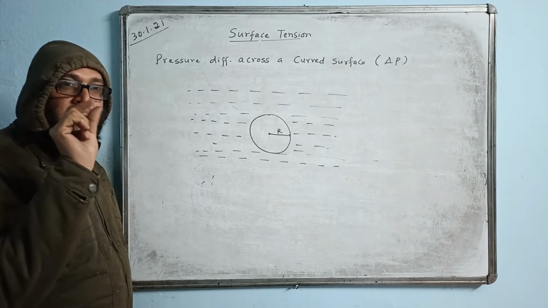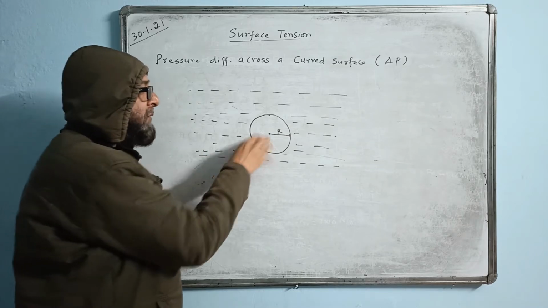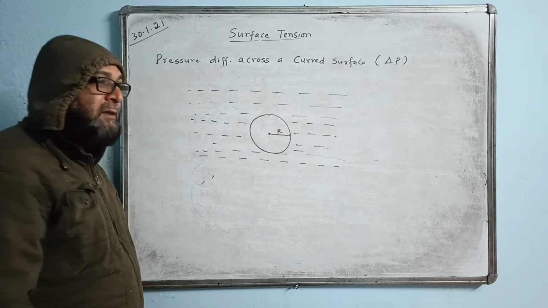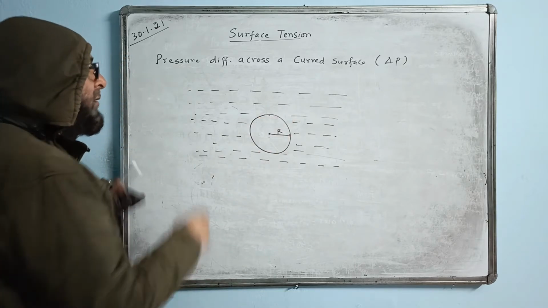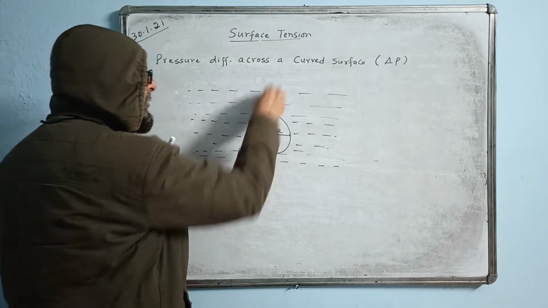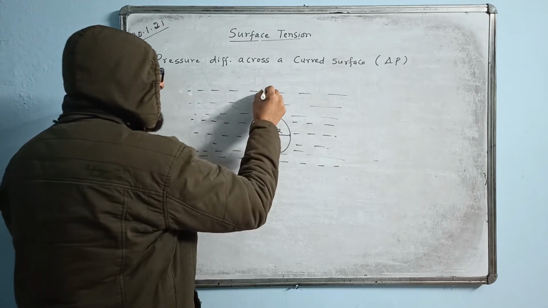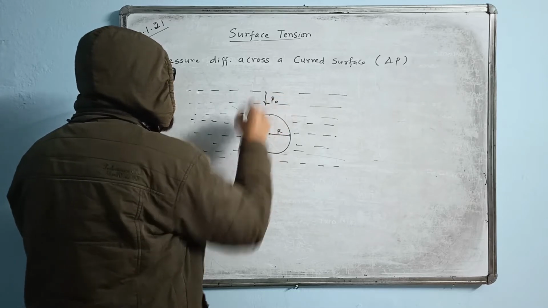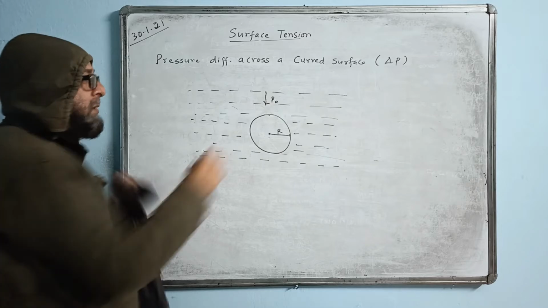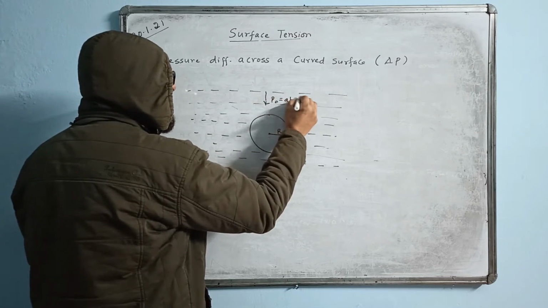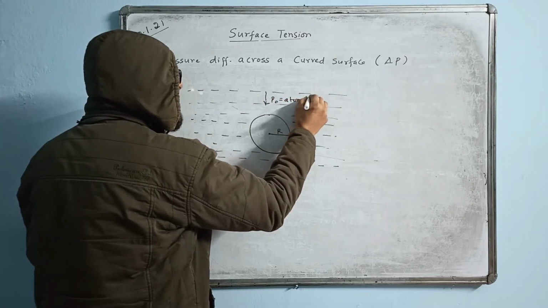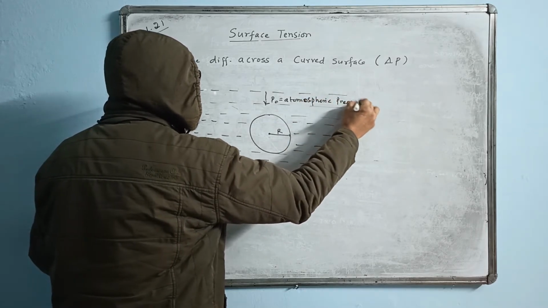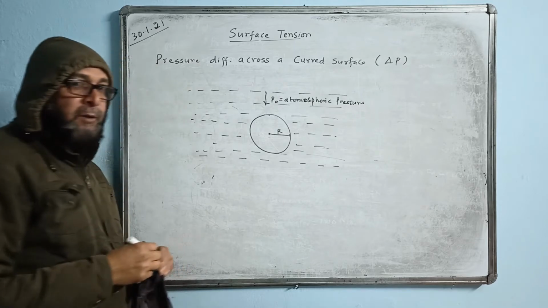Any kind of bubble or drop inside a liquid will increase in size and then rupture. Why does it increase in size? You can see out here, atmospheric pressure is already acting on the bubble this way. P0 is the value of atmospheric pressure, the normal value of which is 76 centimeter of mercury.